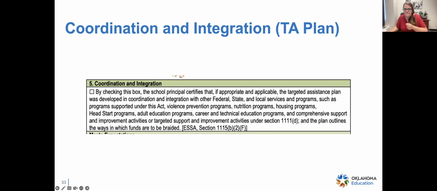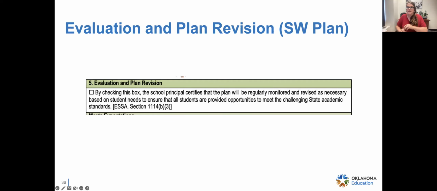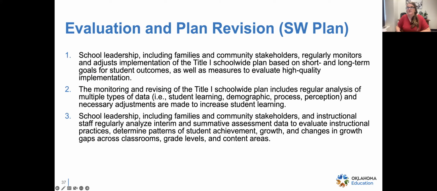Okay. The last portion, also the same in both plans, is evaluation and plan revision. You should be looking at and revising these plans on a regular basis. So you should be including families and community stakeholders in that process. You are monitoring and revising that school-wide or targeted assistance plan on a regular basis. We used to do this twice a year at my site. In the spring, we planned for the fall, and then in the fall, we ensured that everything that we had planned was still a need.